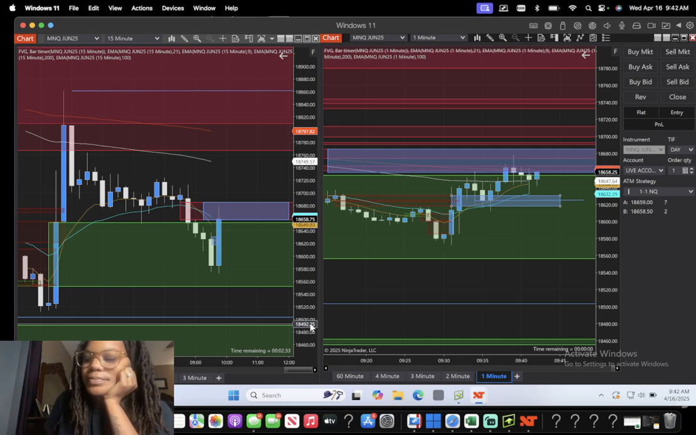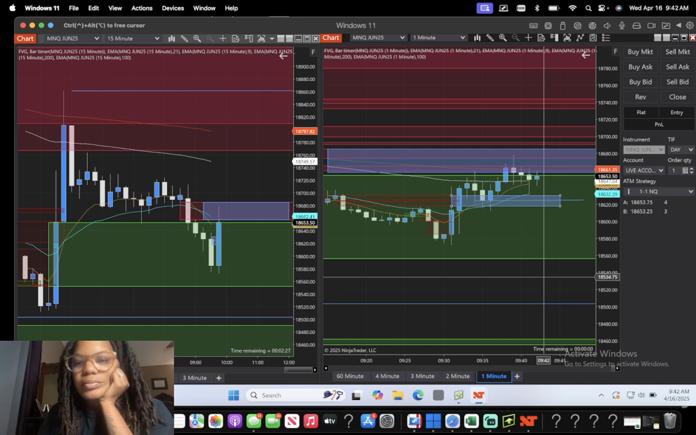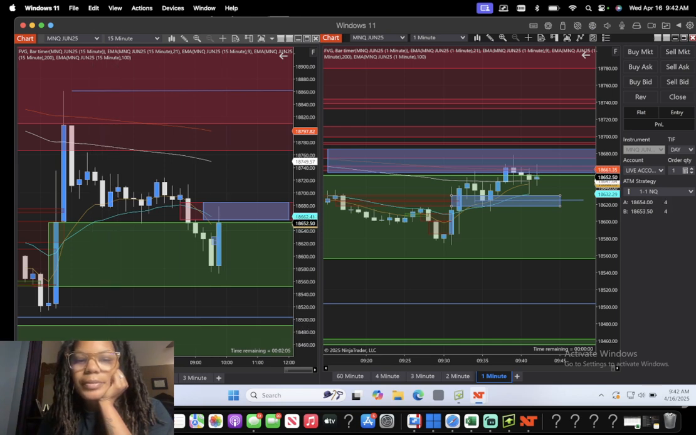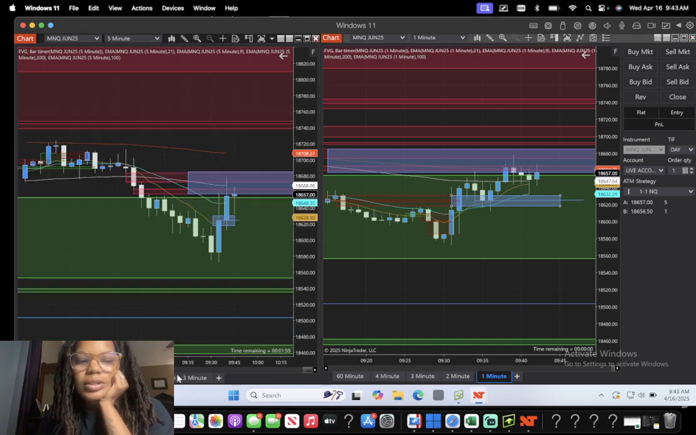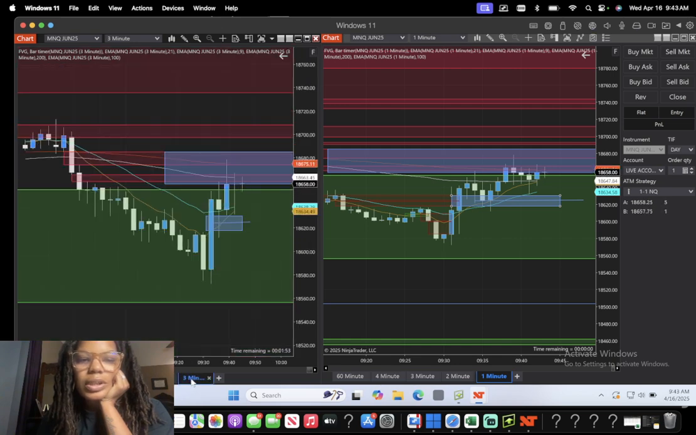I'm sweating. Two minutes left in the 15-minute candle as well. So that's what I'm looking at. Still resting below both of those, like I said, on the 4 and the 3.